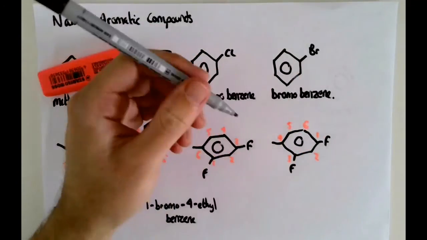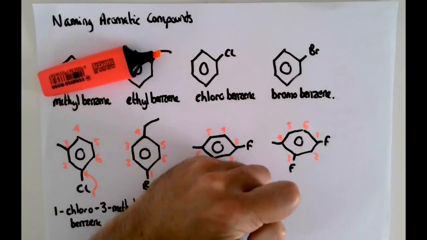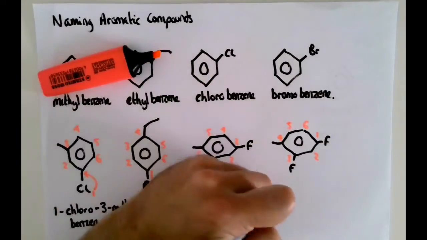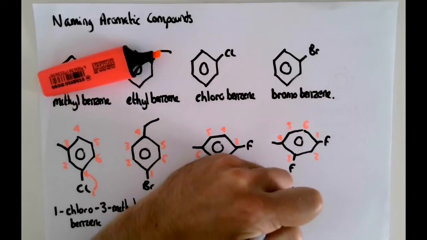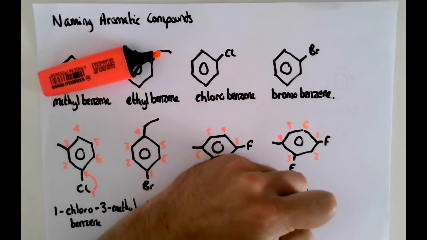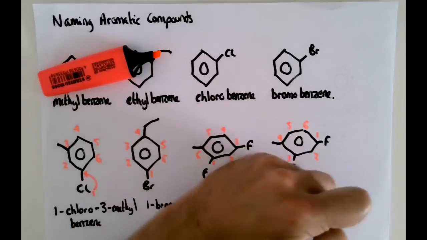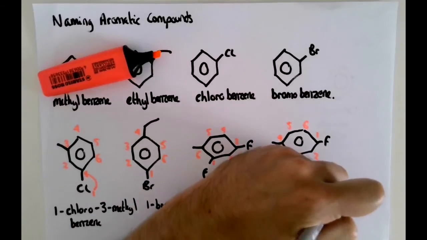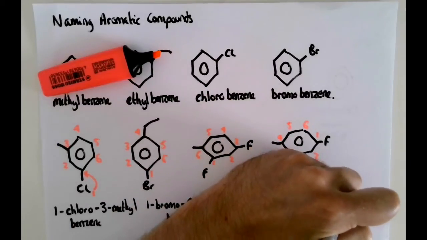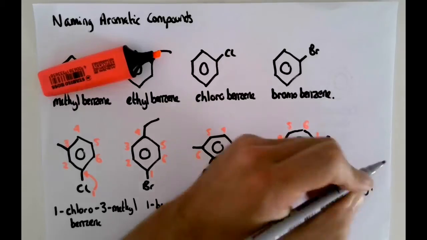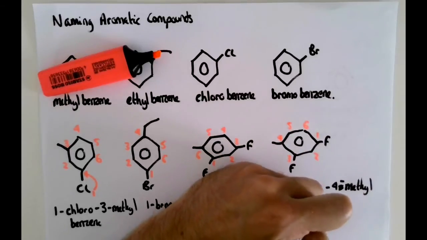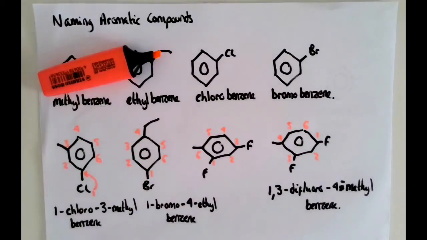So this should be 1,3-difluoro, and then 4-methyl, oh, missed out my dash, 4-methyl benzene. So that's the correct way to name that molecule.